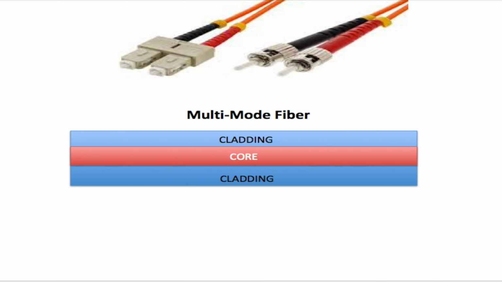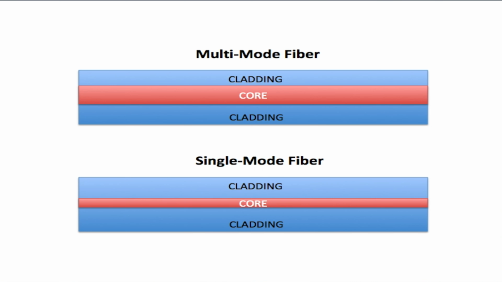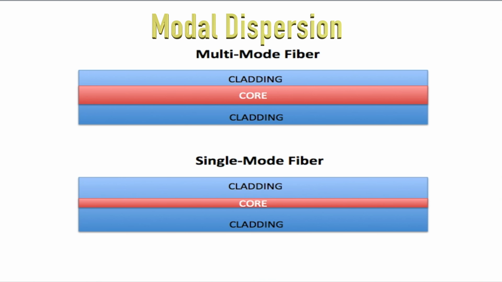However, the larger core size introduces several technical challenges. The most significant drawback is its shorter transmission distance compared to single mode fiber, which limits its use in long distance communication. This shorter transmission distance with multimode fiber is primarily caused by a phenomenon known as modal dispersion, which is a direct result of the larger core size in multimode fiber.